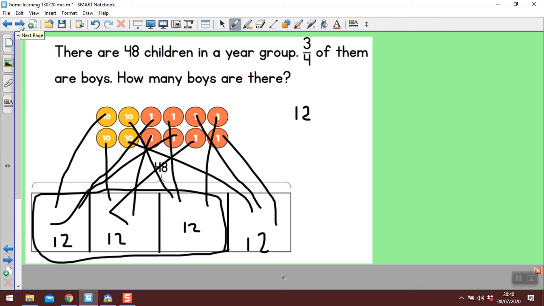So how many girls are there? So the rest are girls. So we've got 12 girls. So 3/4 are boys and 1/4 are girls.